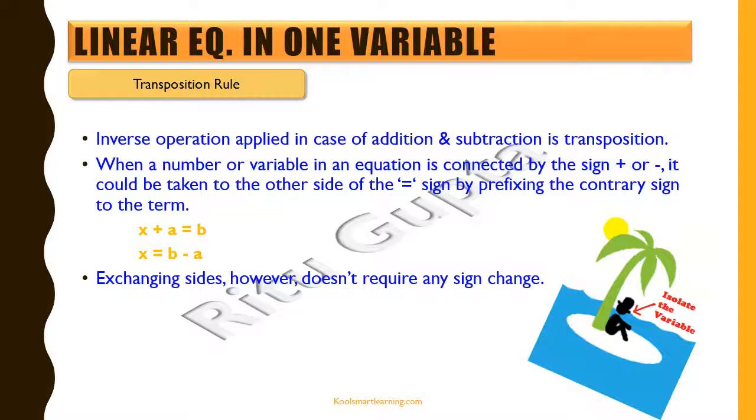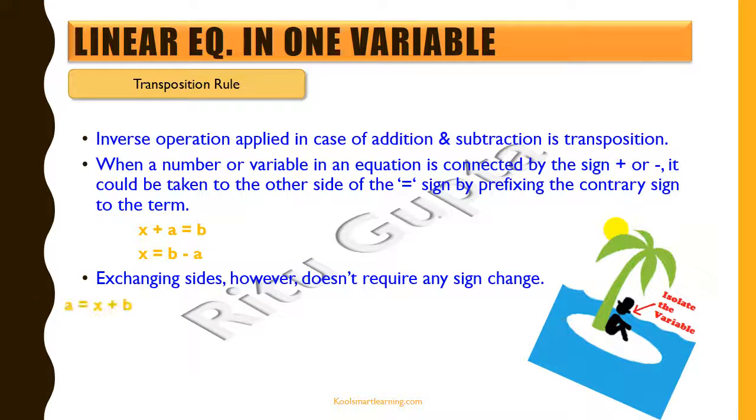The second thing that needs to be done for isolating the variable is exchanging sides, when we want to keep the variable on the left hand side. Exchanging sides does not require any change in the sign, and the reason is that we are just moving whatever is on the left hand side to the right hand side, and whatever is on the right hand side to the left hand side. Effectively, if we had to change the sign, every single term would get a changed sign, so it is equivalent to not changing signs at all.